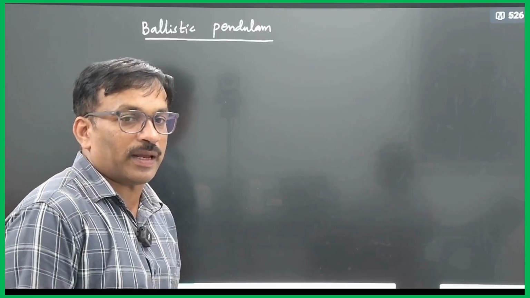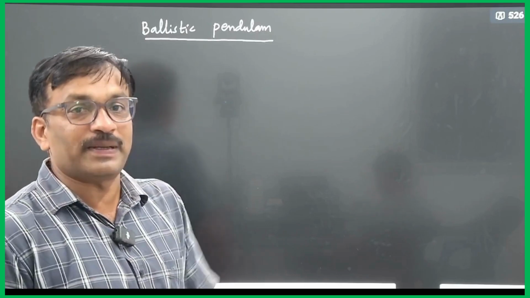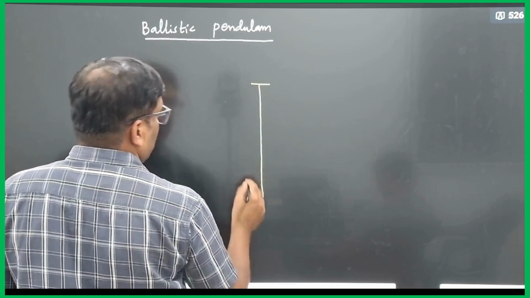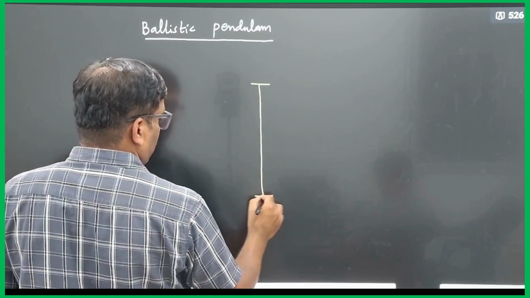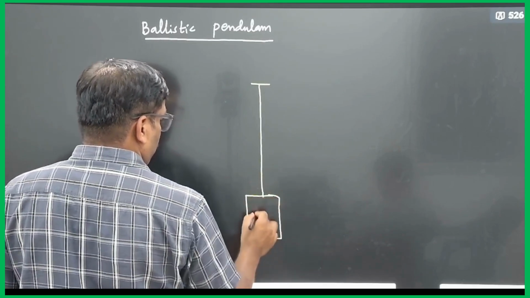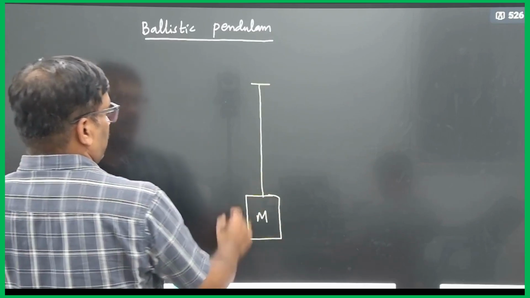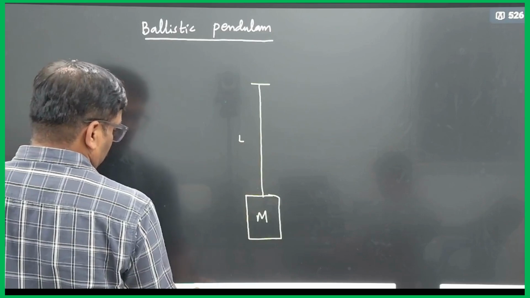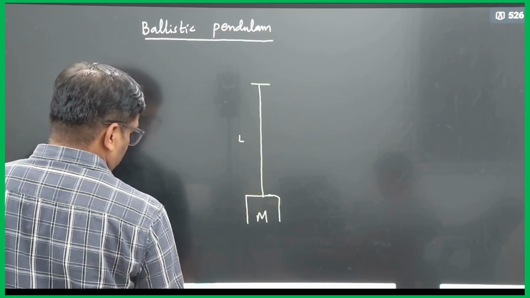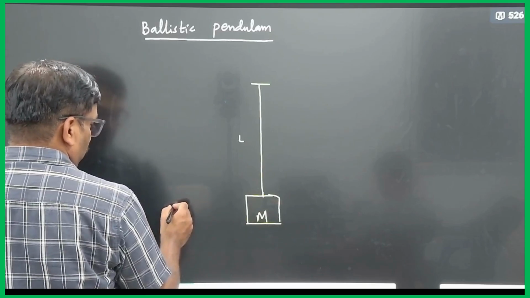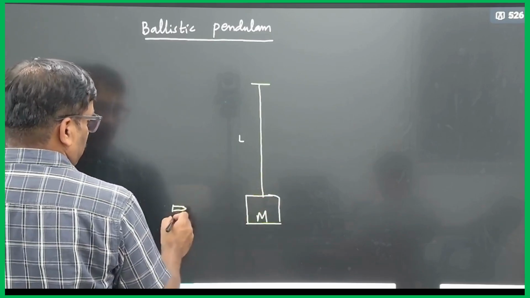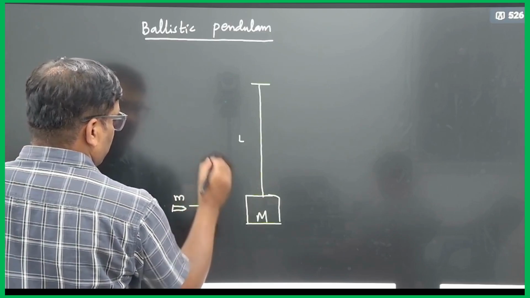Right students, I will see one application now. We can determine the speed of a bullet by using a ballistic pendulum. What is this ballistic pendulum? You take one string and keep a block of mass capital M suspended, with total length L to the center of gravity. Here we are going to fire a bullet at this block. Bullet mass is m, and the bullet speed is u.